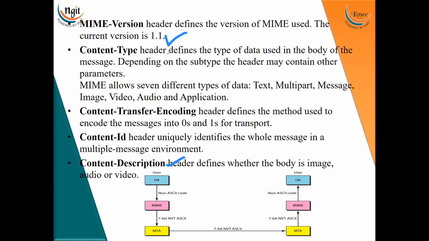What is content type? The content type header defines the type of data used in the body of the message. Depending on the subtype, the header may contain other parameters. MIME allows seven different types of data: text, multipart, message, image, video, audio, and application. What is content transfer encoding? This header defines the method used to encode the messages into ones and zeros. The content ID header uniquely identifies the whole message in a multiple message environment.